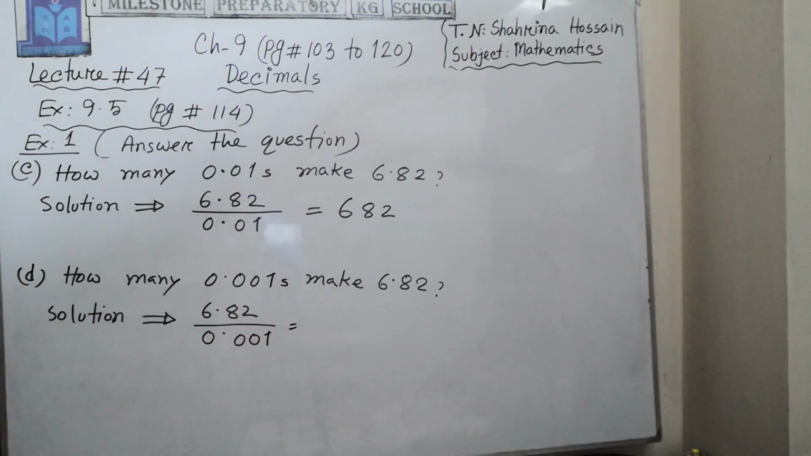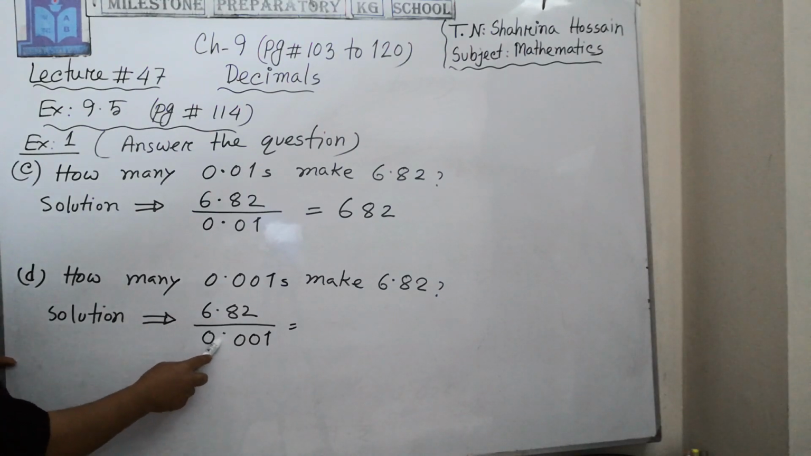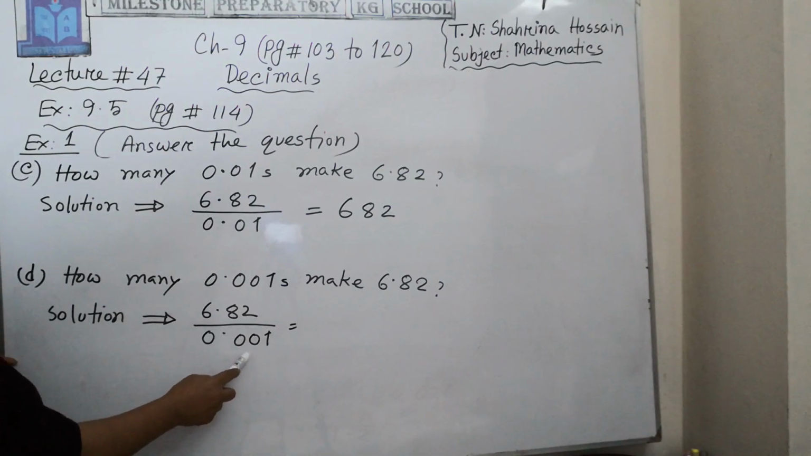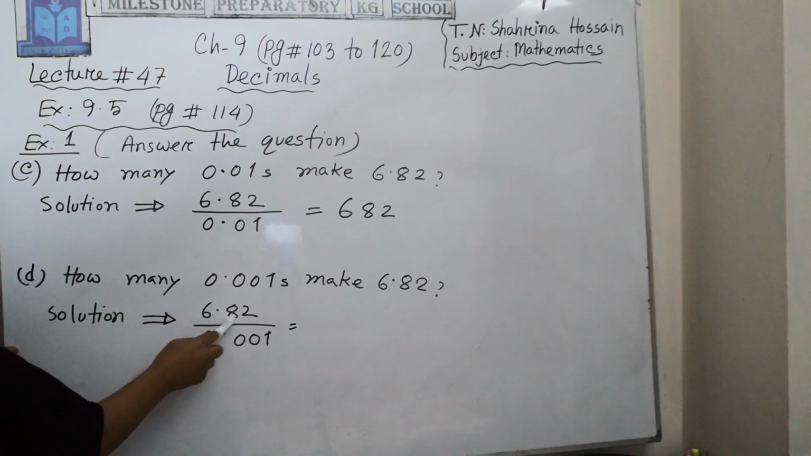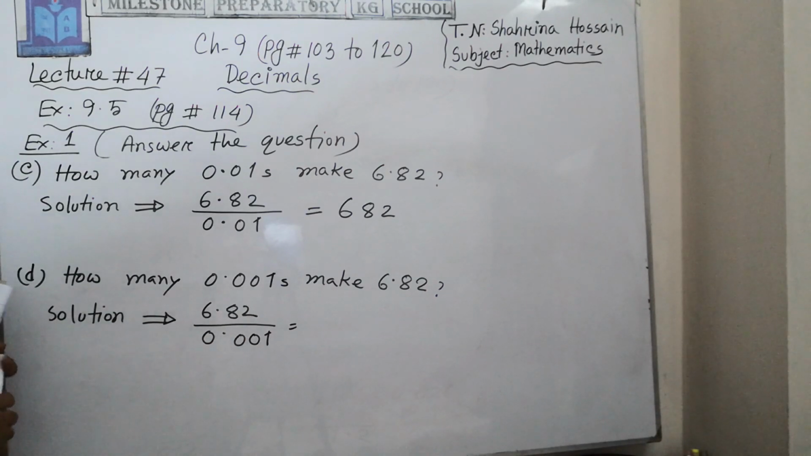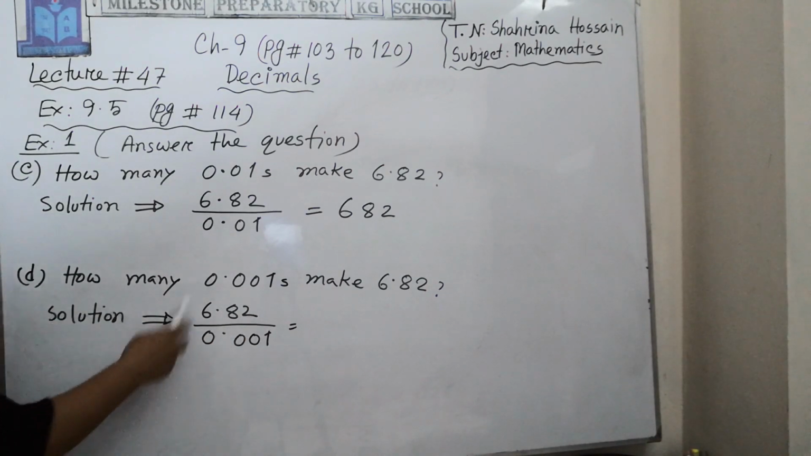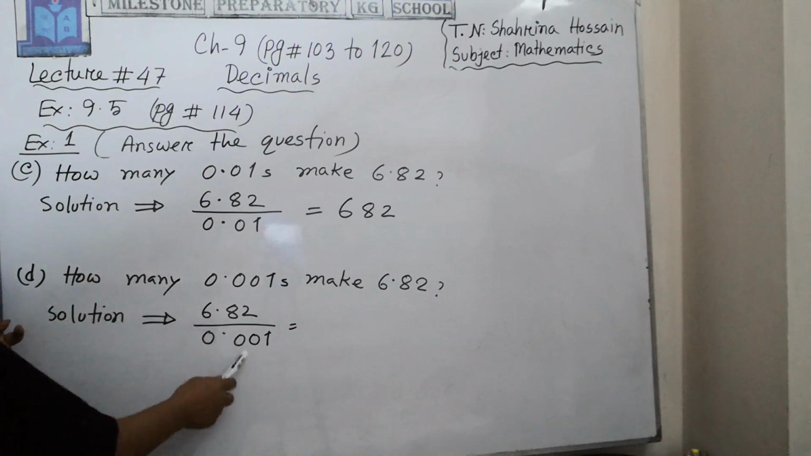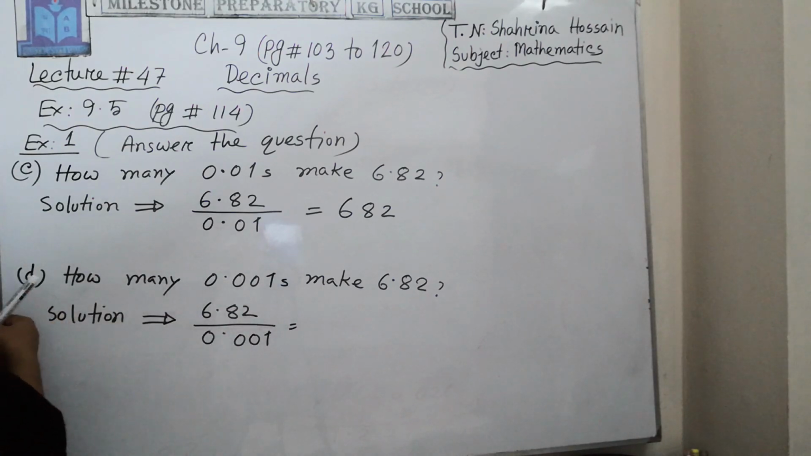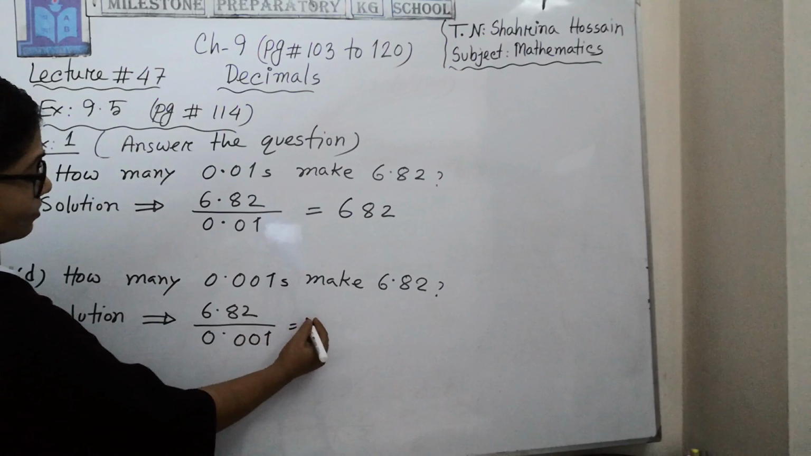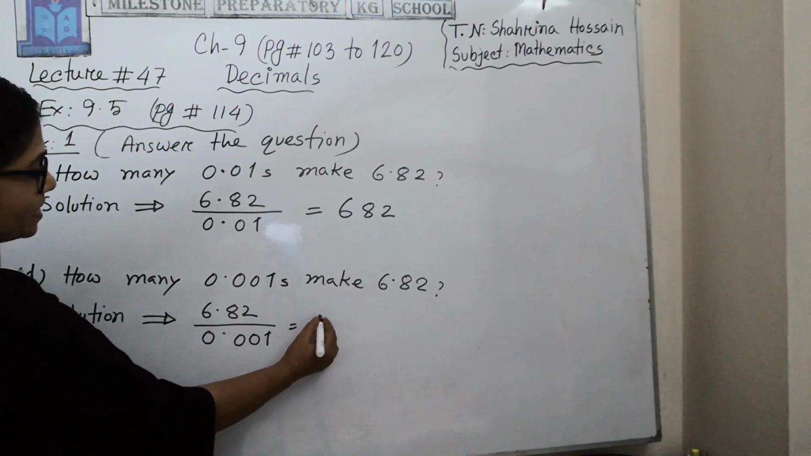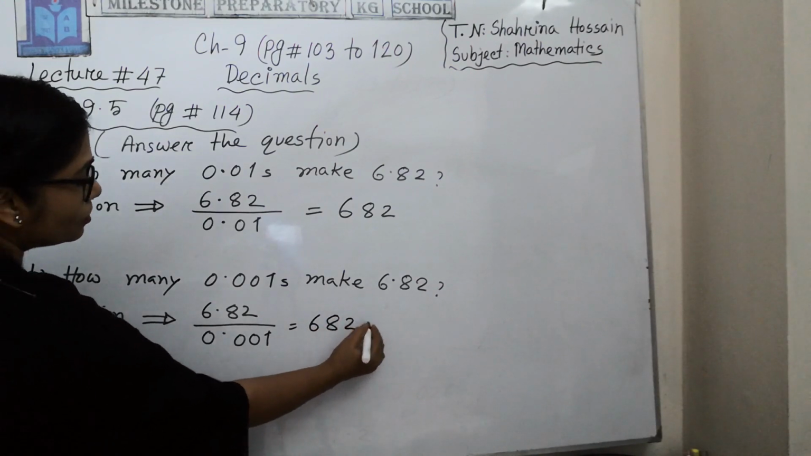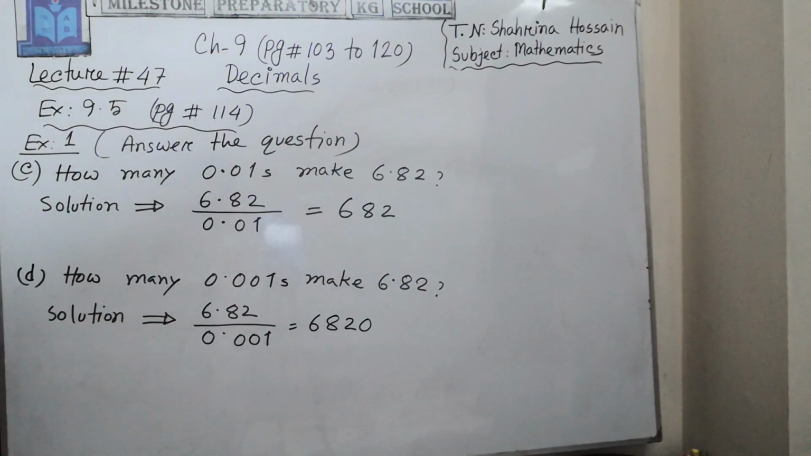See, in this math, after the decimal how many digits? 3 digits, 001. But on that side, 6.82 has only 2 digits. So how can we make 3 digits, how can we put the decimal after 3 digits? For making the 3 digits, we will put a 0 there. That means 6820. This way we can divide.